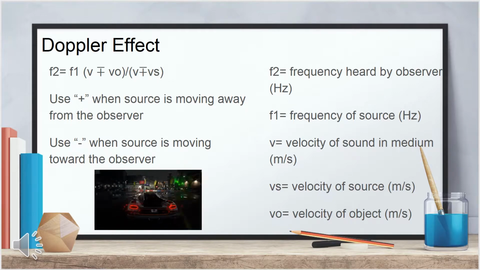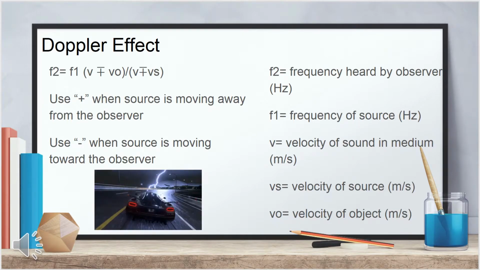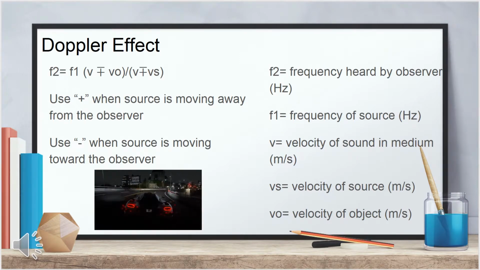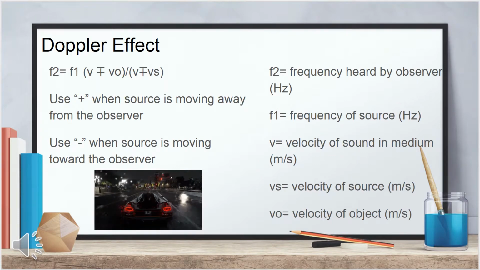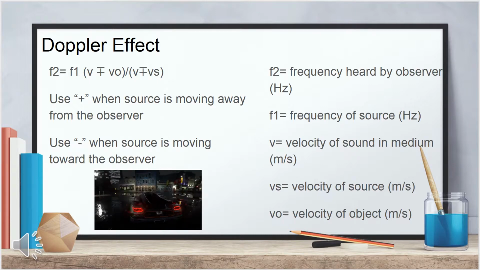F2 is the frequency heard by the observer, while F1 is the frequency of the source. V is the velocity of sound in the medium, Vs is the velocity of the source, and Vo is the velocity of the object. And if you remember, this was the discussion where we talked about the race car and how as it gets closer to you, the sound you hear changes because the frequency changes.